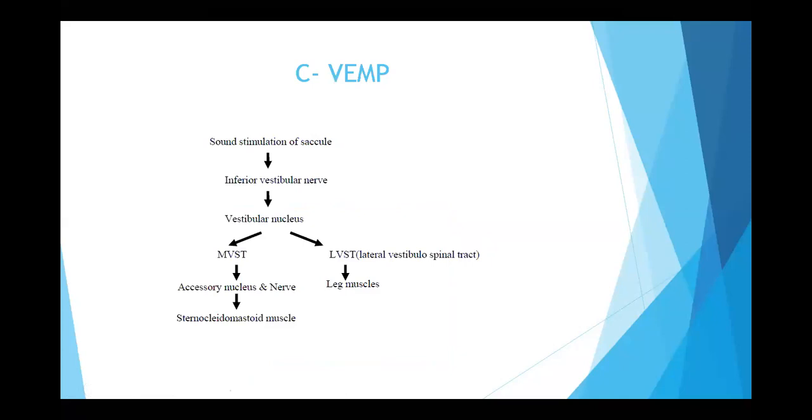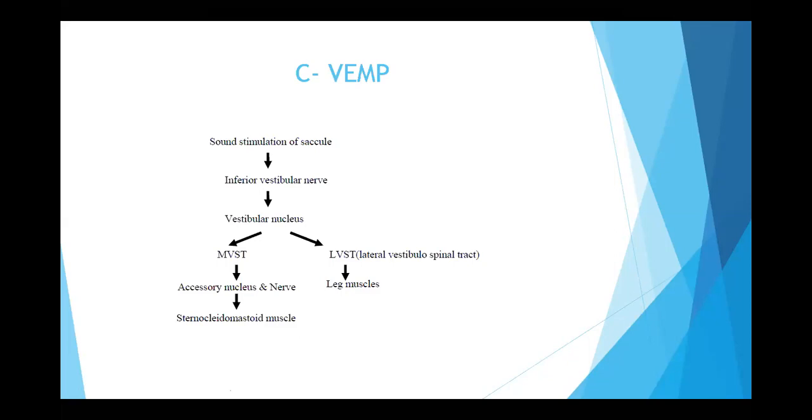So we will be going into the first one, cervical vestibular evoked myogenic potential. This cervical vestibular evoked myogenic potential has a reflex arc. This is kind of a reflex, which means it happens without your voluntary attention. You really don't need to command your sternocleidomastoid muscle to respond. It will happen automatically.